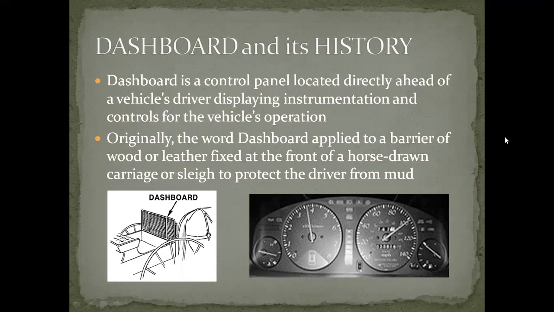Originally, the dashboard was a barrier fixed at the front of a horse-drawn sleigh. However, as car design evolved to position the motor in front of the driver, the dashboard became a panel that protected vehicle occupants from the heat and oil of the engine. With gradually increasing mechanical complexity, this panel formed a convenient location for the placement of gauges and minor controls. And from this evolved the modern instrument panel, although retaining its archaic common name.